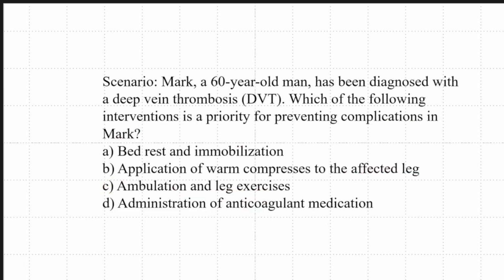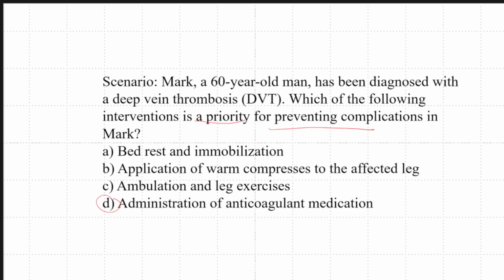Okay? Next is Mark. A 60-year-old man has been diagnosed with deep vein thrombosis, or what you call DVT. Which of the following interventions is a priority for preventing complications in Mark? Okay, if you have a patient diagnosed with DVT, which of the following interventions is your priority? A, bed rest and immobilization. B, application of warm compress to the affected leg. C, ambulation and leg exercises, or D, administration of anticoagulant medication. The best intervention, the priority intervention in preventing complications for Mark, is to administer anticoagulant medication.